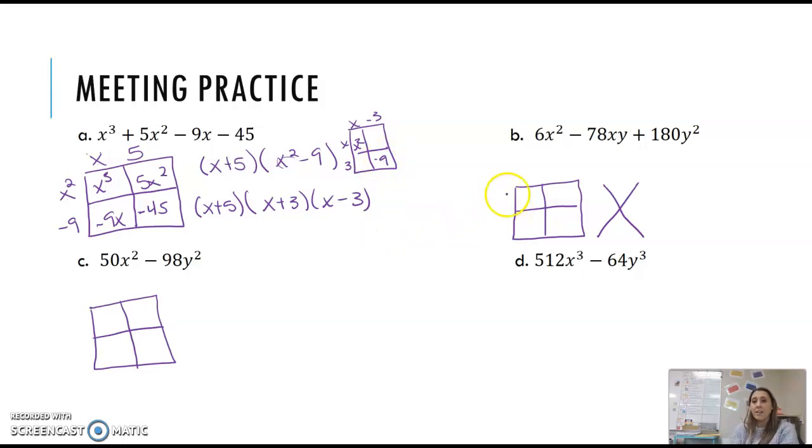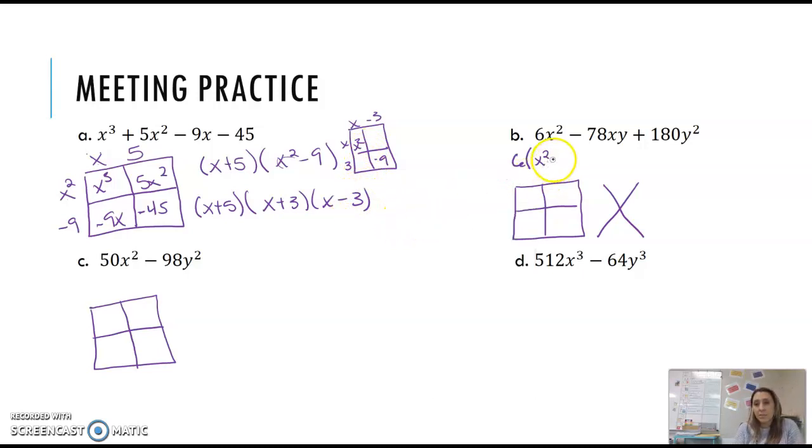See? All right, so this one, I have 6, 78, and 180. I'm going to see if 6 goes into 78, and it does. So what I would like you to do is pull out a 6. So we're going to get 6 times, and so 6 times x squared is going to equal x squared. So that's what we need to put there. And then we have a negative 78 that we need to multiply by.